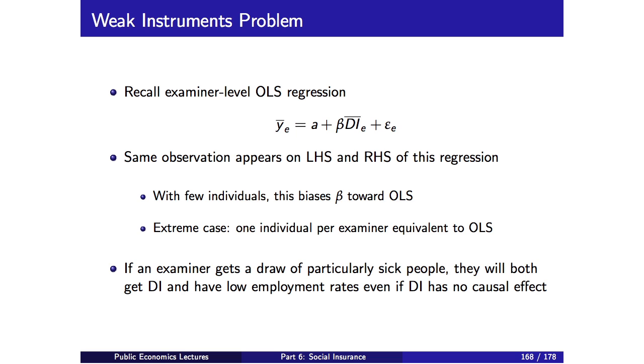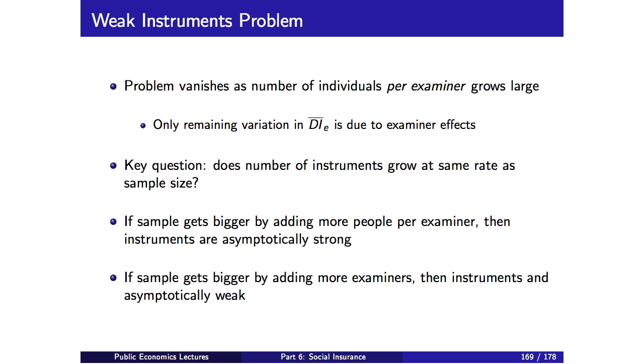So you're going to conclude that DI has a huge effect on employment rates using the IV strategy, even though it possibly has no causal effect, right? So that problem is going to vanish as the number of individuals per examiner grows large, because the only remaining variation in DI bar E, the average disability allowance rates across examiners, is going to be due to examiner effects as opposed to random sampling variation in a finite sample.